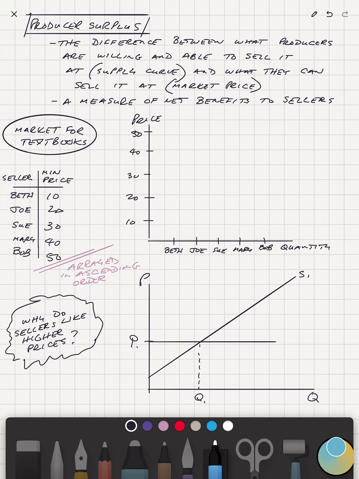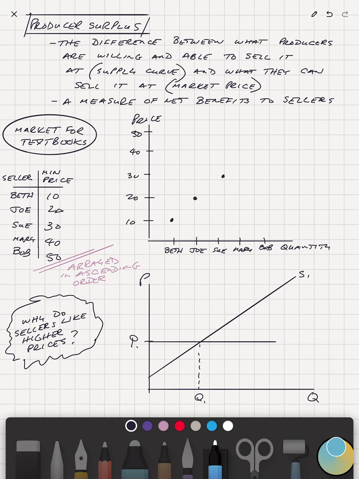Beth, as you recall, wasn't interested in the class. She had to take it for 3 credits. Now she's not interested in keeping the book. You can see that we can plot it right here. Let me elaborate on that second column. If somebody gave Beth $10, this is the minimum acceptable price to Beth, she would sell that book. If somebody offered Joe at least $20, he would sell that book. So we can plot Joe right there. Sue says she would get rid of the book if somebody paid her $30.